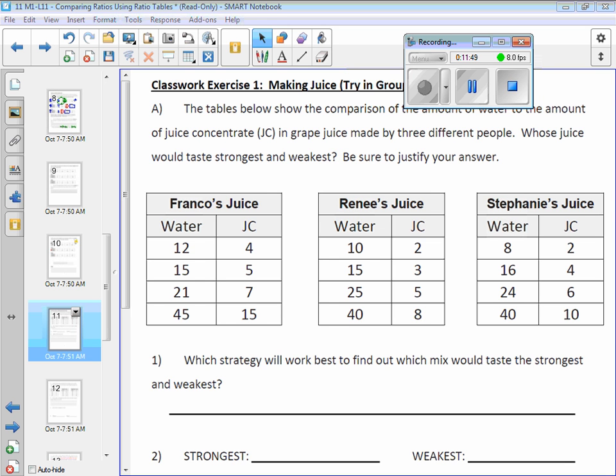Let's do value of the ratio for Franco's juice mix. What was the value of his ratio? Andrew. 3 to 1. No, what was Renee's? 5 to 1 is good. Stephanie. 4 to 1. All right, ready?